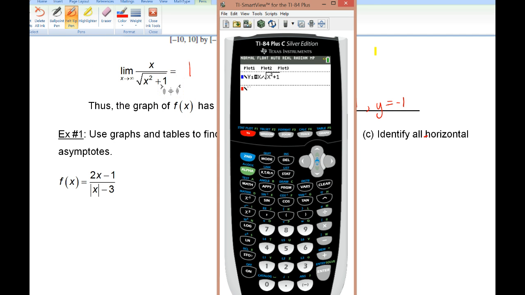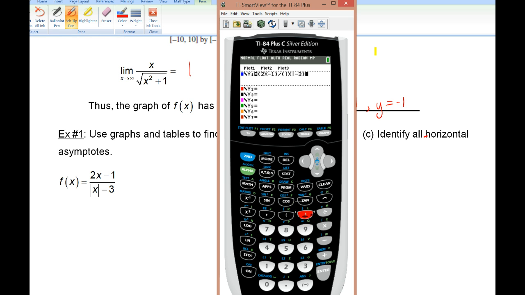Okay, so we're going to type in 2x minus 1 divided by, we know how to get the absolute value. We go to math, over to number. First one, absolute value. And we want minus 3. Just make sure that you put parentheses around the numerator and denominator, unless you put it in the fraction.